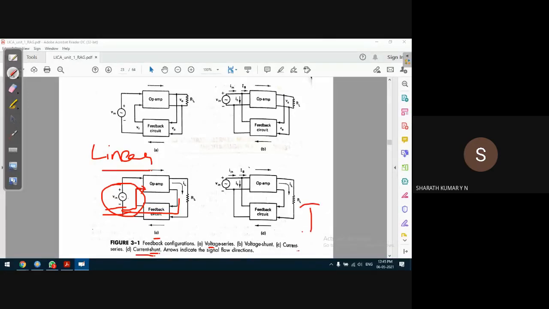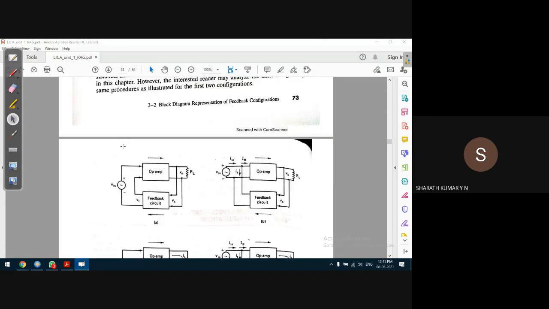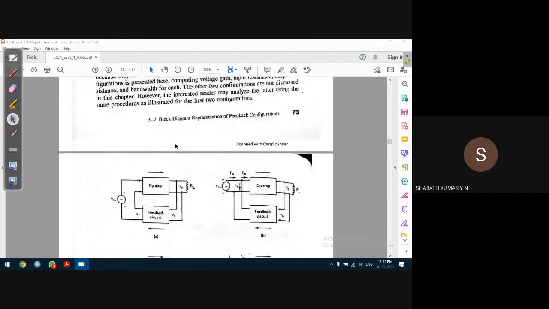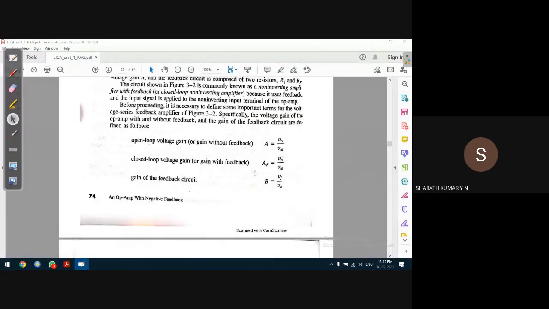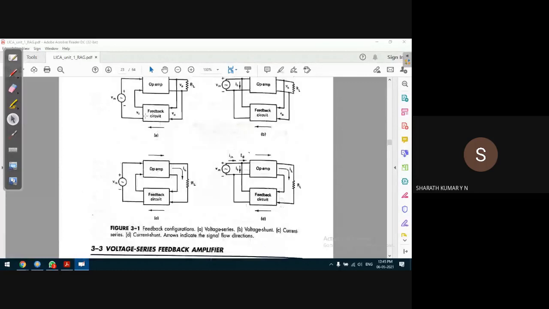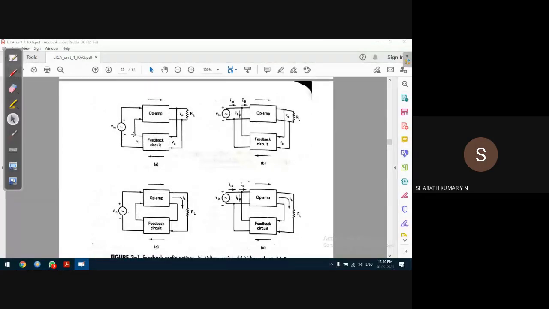In current shunt feedback, the output current is fed back to the input in parallel with the input voltage. So guys, in our practical op-amp circuits, depending on the requirement, we go for one of these four feedback combinations: voltage series, voltage shunt, current series or current shunt feedback. For voltage series feedback, the formulas are given for the output voltage, feedback voltage, and the input voltage.